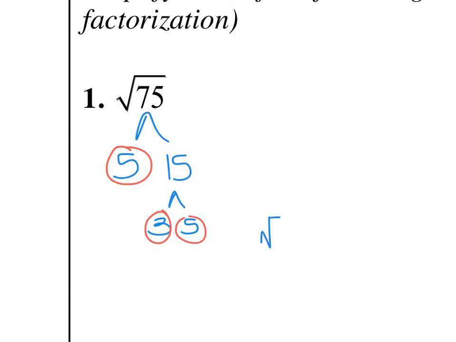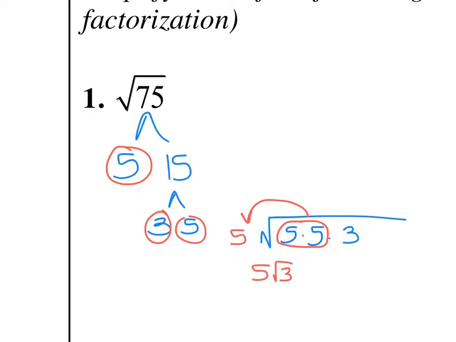I'm going to redraw my radical, and I'm going to put 2 5s and a 3. So 5 times 5 times 3. And the rule says double on the inside, single on the outside. So what we have to ask ourselves is, do we have any doubles? We do. We have a double 5. So we simply just put our 5 on the outside, and we get 5 radical 3 as our final answer.